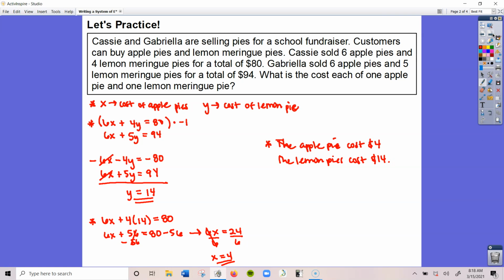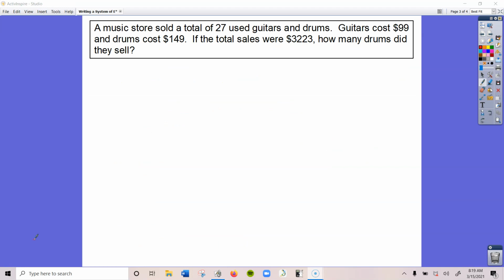Let's try another one. This one reads, a music store sold a total of 27 used guitars and drums. Guitars cost $99 and drums cost $149. If the total sales were $3,223, how many drums did they sell? So here we're just trying to solve for how many drums were sold. We're not solving for both variables.